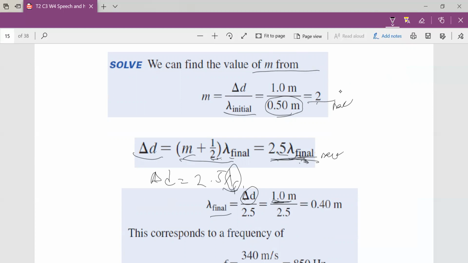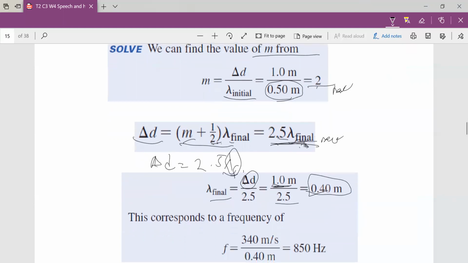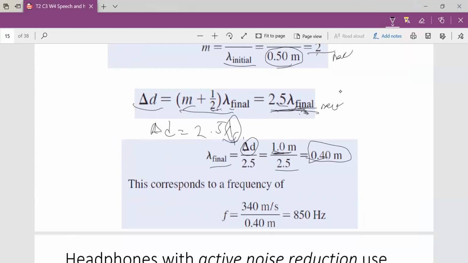Change in the distance between the two is 1. One is 6, one is 5. The difference is 1 meter. So we'll have our final wavelength to be 0.40 meters. So the corresponding frequency from this relationship will now give us f, frequency, equal to v over lambda, which is the final wavelength and the velocity of the sound in air.